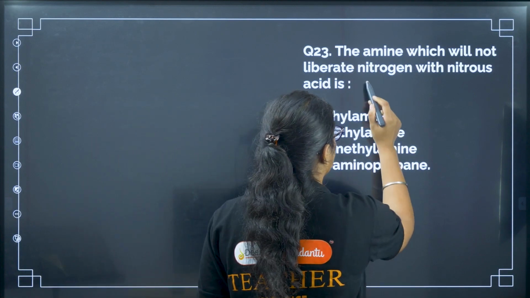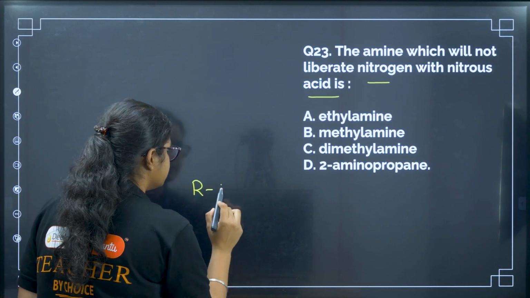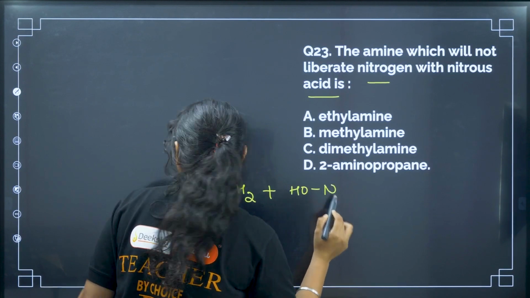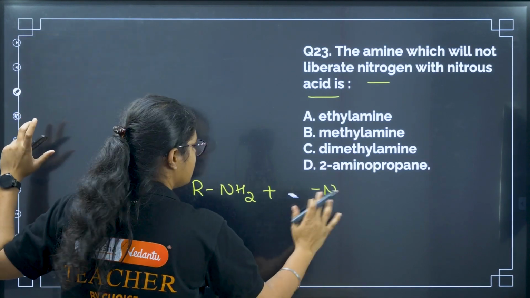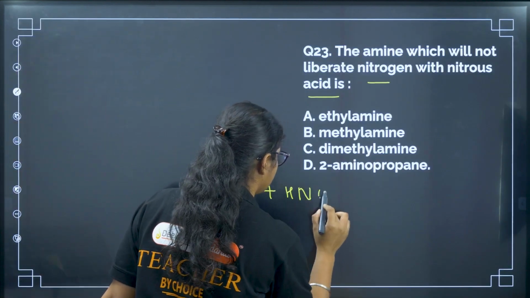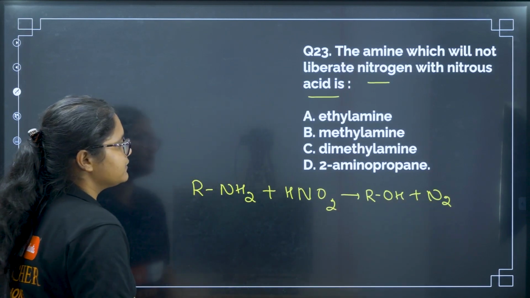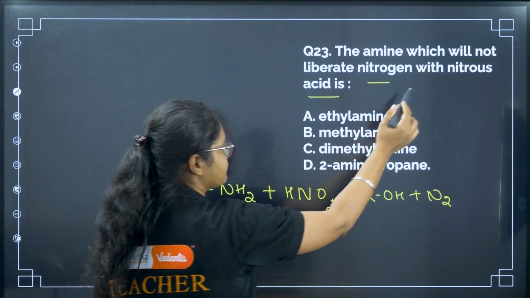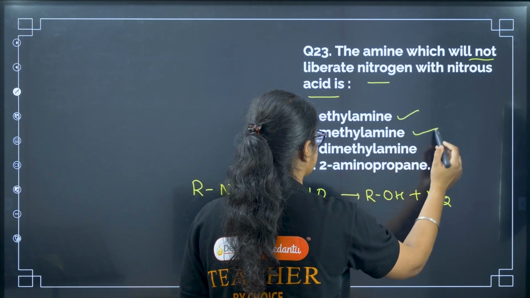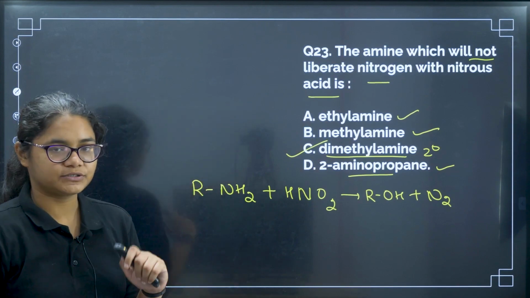The amine which will not liberate nitrogen with nitrous acid. We know primary amines react with nitrous acid, HNO2, to give you alcohols plus N2 gas, right? So now you can see which is your primary amine. Primary amines will liberate nitrogen, others will not. So this is primary, dimethylamine is secondary, and 2-aminopropane is also primary. So the correct answer for this question is option C.